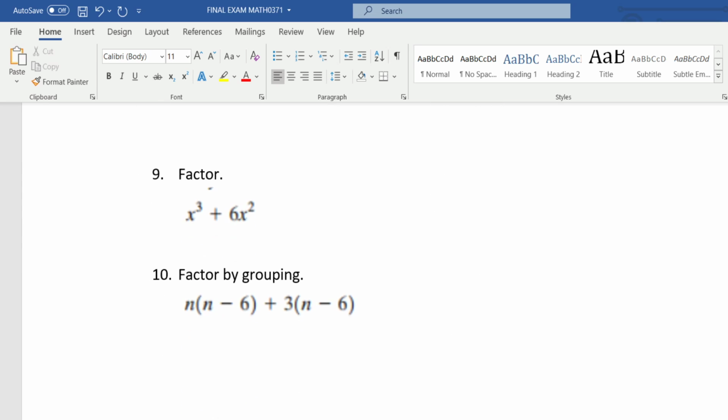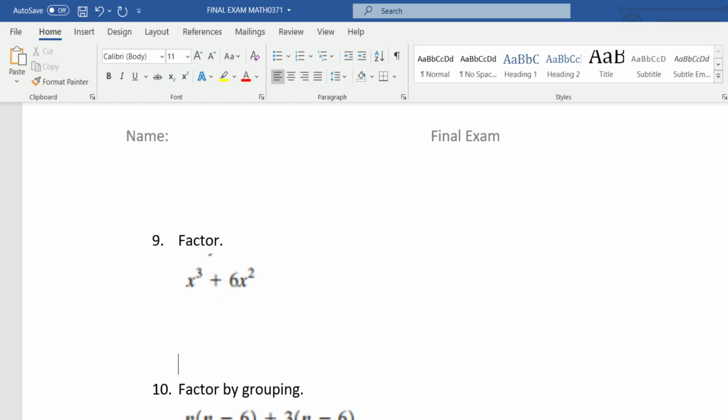Okay, so number 9. Okay, so this just says to factor. So x third plus 6x squared. So when it says to just factor, you have to think of what common factors you can take out of the expression. So is there a common factor between x third and 6x squared? Well, yeah, there is, right? Now, they don't have a number in common. This has a 1, x to the third, and this is just 6x squared, so there's no number in common. But they have a variable in common, which is x squared. Yeah, sorry about that. So the common factor here is x squared.